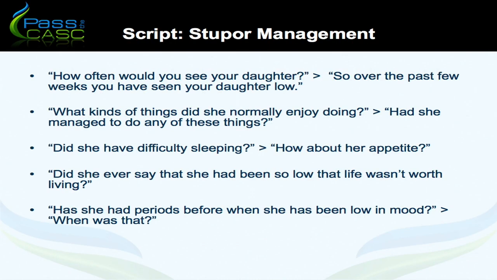And then how often would you see your daughter? And then just an acknowledgement that yes, okay, so over the past few weeks, the mother has been seeing her daughter low. And then moving on just to confirm the other core depressive symptoms, what kinds of things did she normally enjoy doing? Has she been managing to do any of these things? And then exploring any biological symptoms of depression, and then exploring any risks. And then exploring any previous episodes of depression. So has she had periods before when she's been low in mood? When was that?